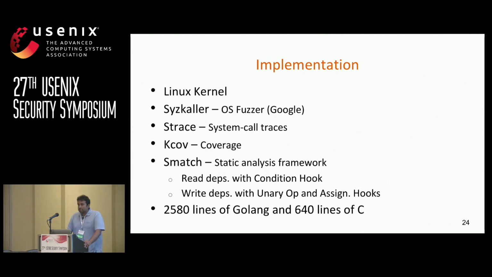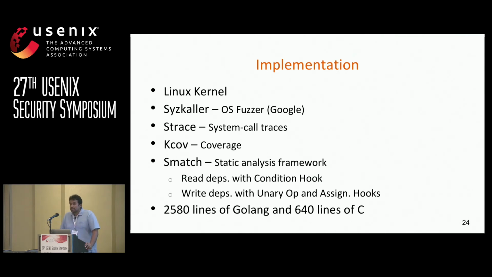So our current implementation of MoonShine only generates seeds for syzkaller, which is a Linux kernel fuzzer. But we chose syzkaller because it has a very rich set of templates with a number of sophisticated manual rules. And it's also an evolutionary fuzzer, so we know it'll benefit from well-chosen seeds.